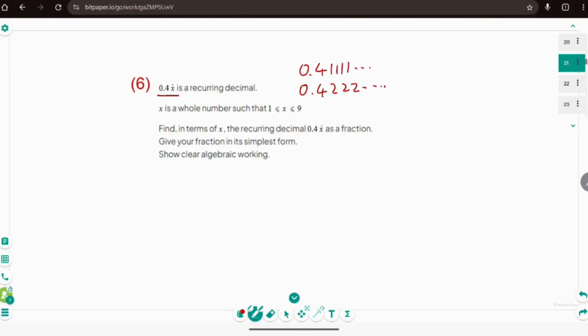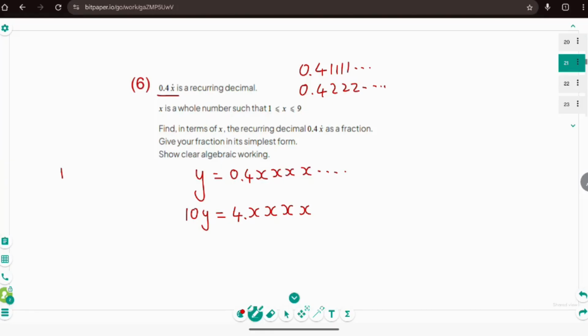We know that x is a whole number between 1 and 9. Find, in terms of x, the recurring decimal 0.4x recurring as a fraction. Give your fraction in its simplest form. So instead of letting x equal my recurring decimal, because we already have x involved here, I'm going to let y equal it. And just as normal, we write it out in full, but this time it is with x's. It's a single digit recurring number, so I'm going to multiply it by 10. If I multiply this by 10, it's 4.x.